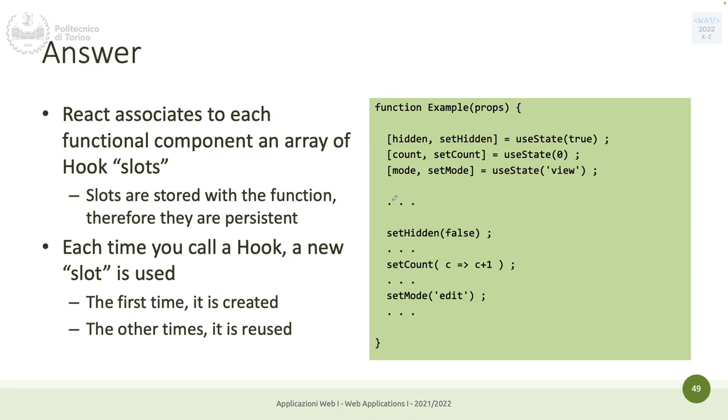Behind the hood of hooks, all hooks, not just state, also the other hooks, work in a very similar way. When you use a hook, React associates to each functional component in which the hook is present an array of slots, an array of hooks, where each hook has a slot in the array. And these slots are stored with the component function, so they are persistent across different calls. Each time you call a hook, a new slot in this array is used. The first time, the slot is created. The other times, that slot is reused, read or updated. So each hook will have in this array a space for itself, either a new space if it's the first time it's called, or reusing the same space.